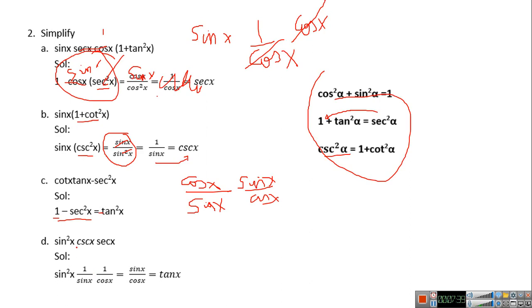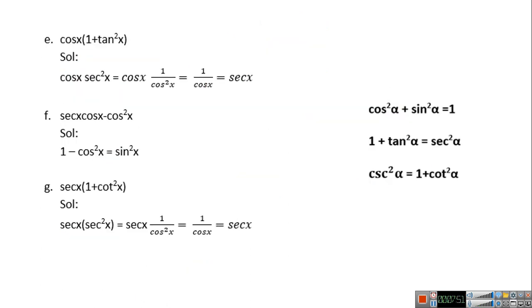Now, sine square cosecant secant. Cosecant is 1 over sine, secant is 1 over cosine. So the square and the sine get rid of. So you're going to get sine over cosine, which is tangent x.